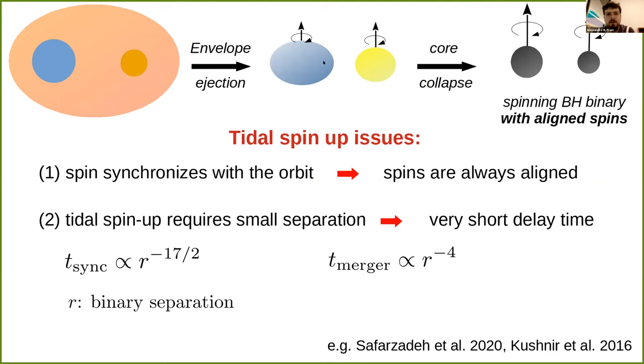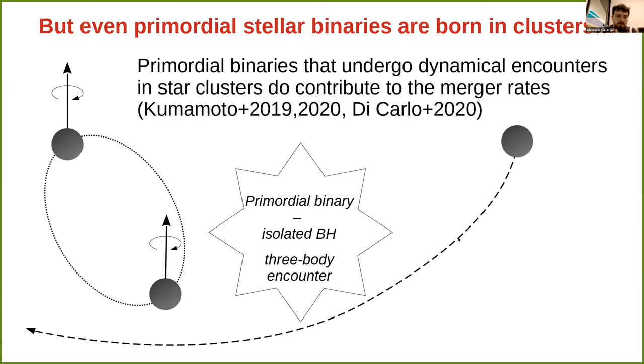The main issue of this mechanism is that the spin synchronizes with the orbit, just like the Earth-Moon system. And so the spins are always aligned with the orbit. So we would expect a chi-effective parameter of one, or at least positive. On the other hand, tidal spin-up requires a very small separation. And if two black holes are very closely separated, then it also means they will merge very quickly. And this also means that most likely black holes formed through this channel in the early universe will merge in the early universe, because they will have an extremely short delay time or coalescence time. And so this kind of scenario I talked about is mostly related to primordial binaries, so stars that were born in binaries from the beginning.